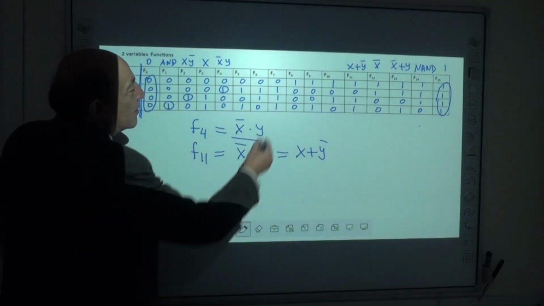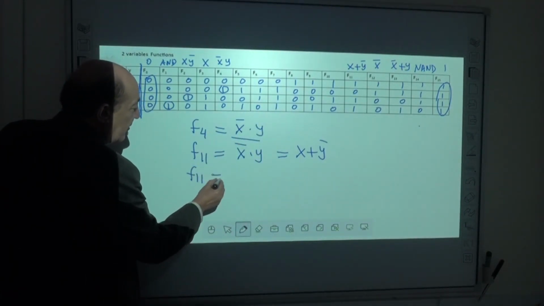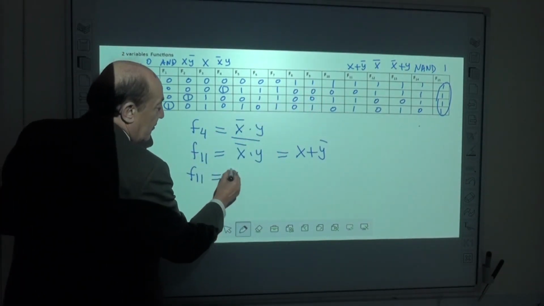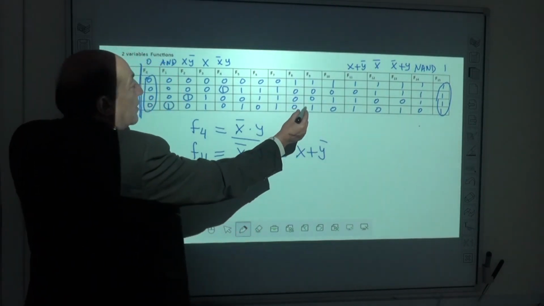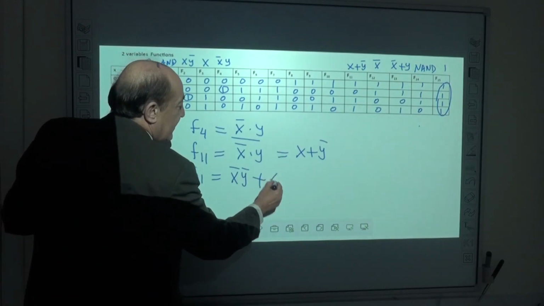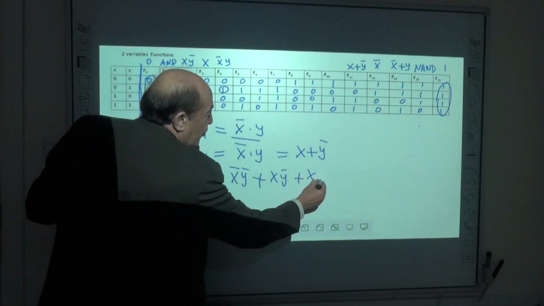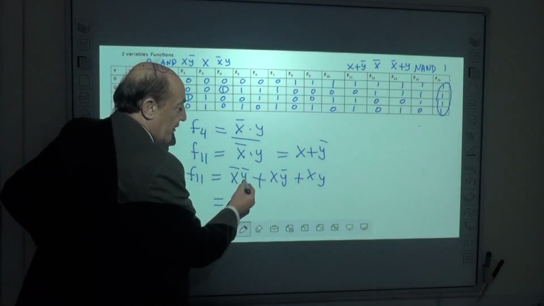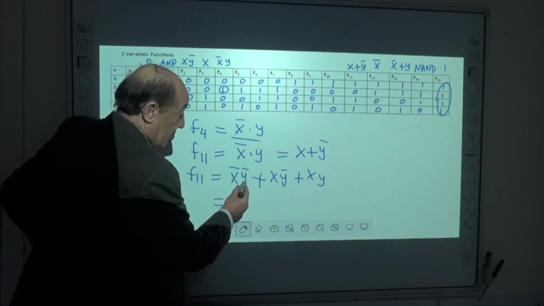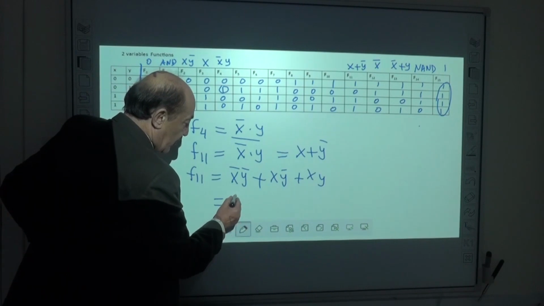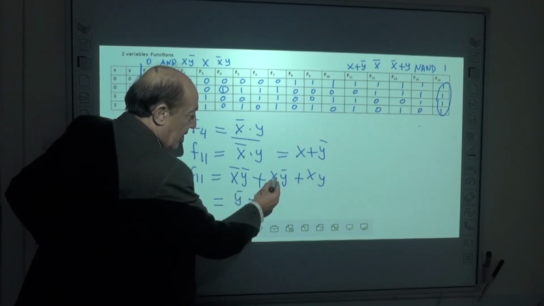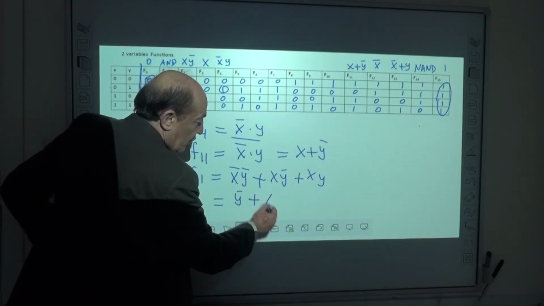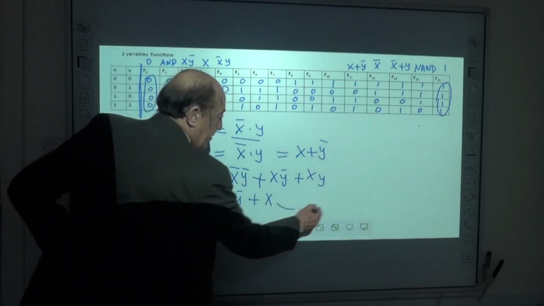Again, I'll derive it from the truth table as an additional exercise. f11 equals not x, not y, or 1 also on x, not y, or on xy. These two terms differ in x, so not y, and this differs on y, so we write x, and it is the same as here.